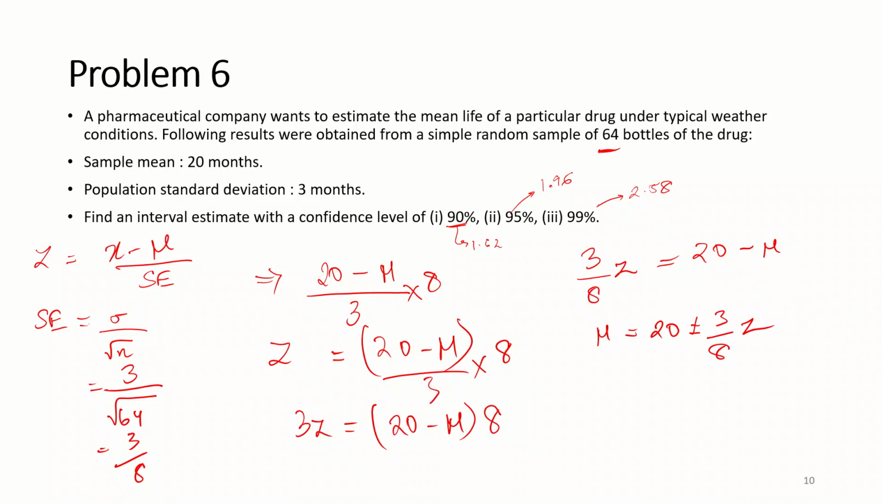So now we have to put in the different values. 1.62 in the place of z, and you will get the values for each confidence level. So for one I can solve it: it will be 20 plus or minus 3 by 8 into 1.62. So I think one value will be 19.38 to 20.62 months.